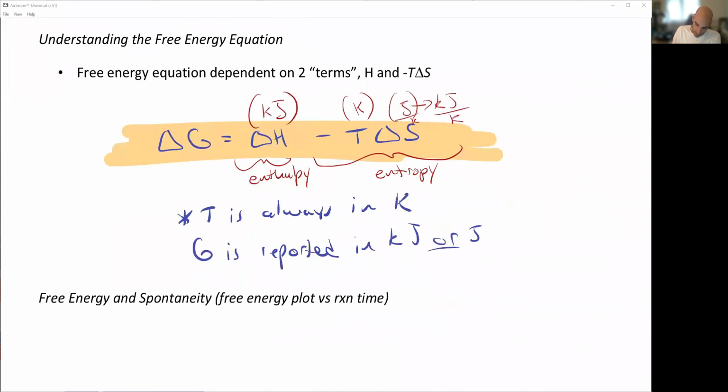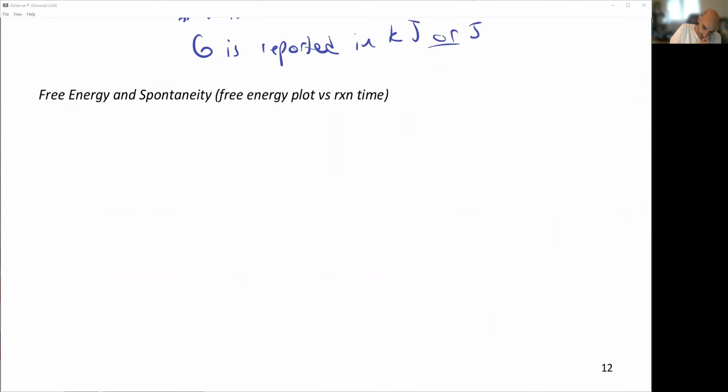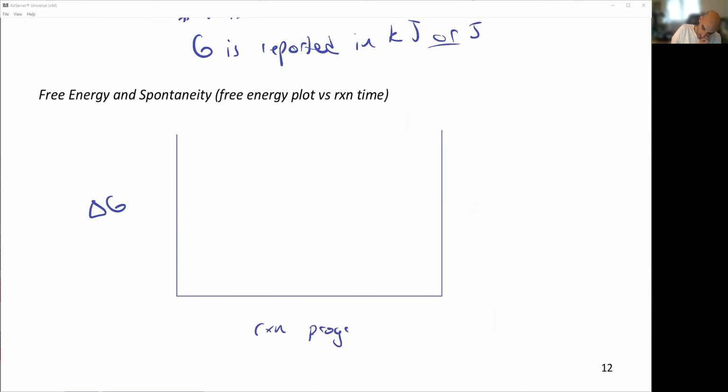I don't love this plot, but I know that a lot of people use it. So let's take a look at this. We're going to take a look at the plot of Gibbs free energy, so delta G, as a function of reaction progress. Over here, I've got 100% reactants. Over here, I have 100% products. This can change depending on the type of reaction that you have. But what you can imagine is that it's going to dip down somewhere and it's going to look like this.